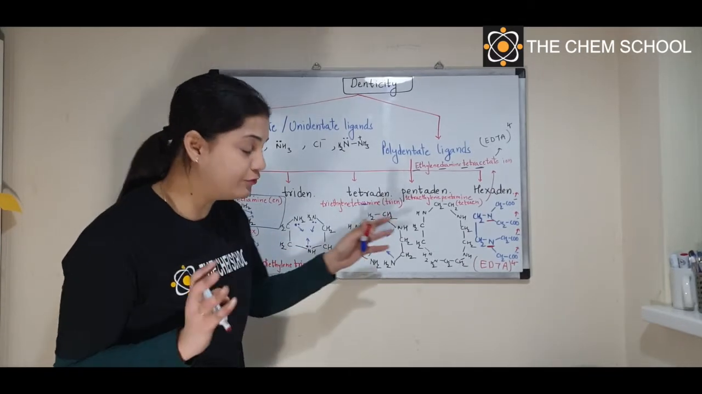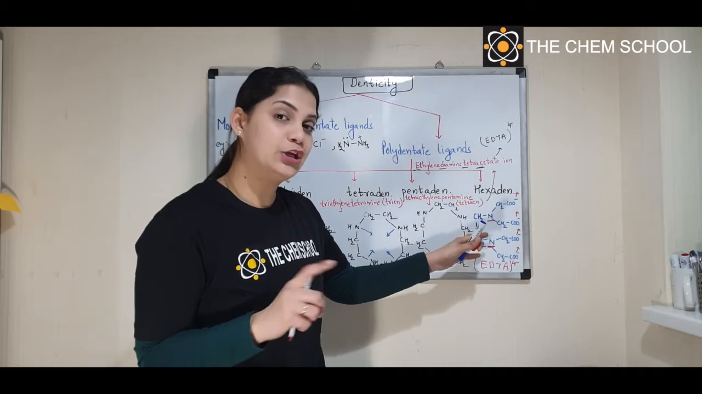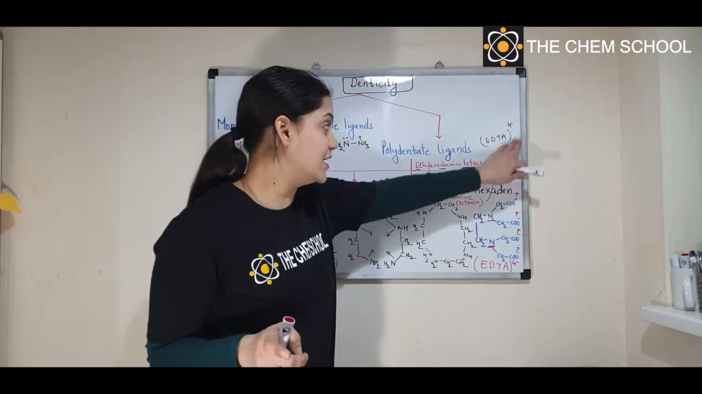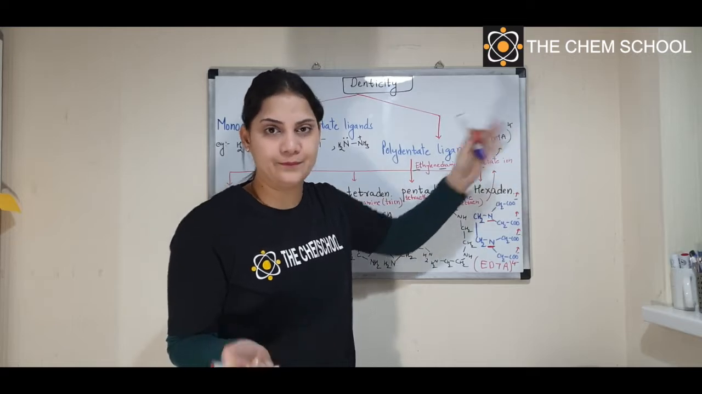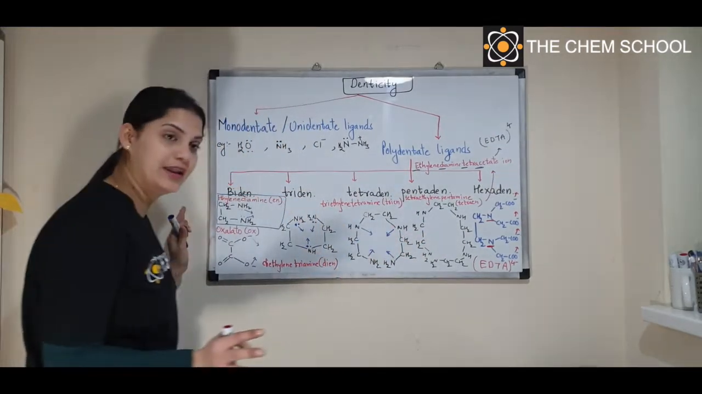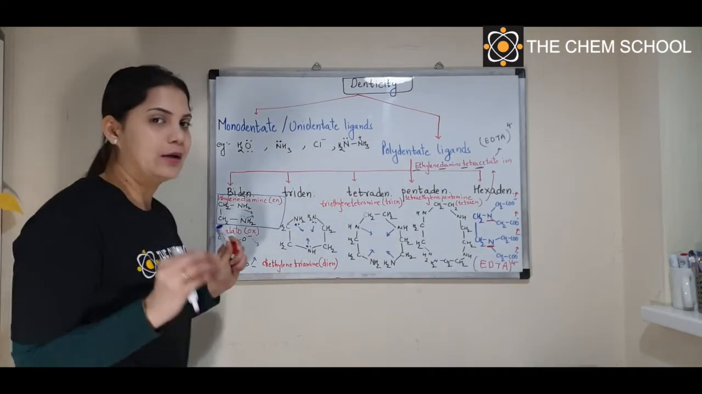So if you talk about the type, it is neutral, anionic or cationic. Just check the charge. You have a negative charge, therefore it is going to be an anionic ligand. Hope this is very clear. Try to write it and practice.